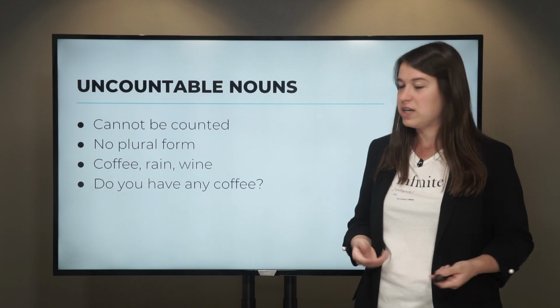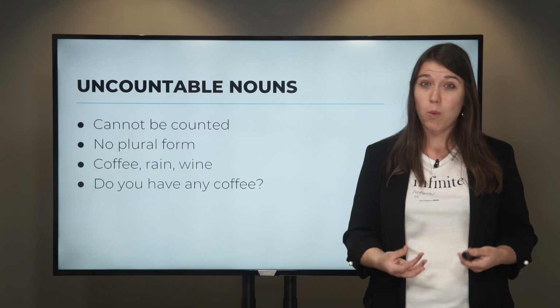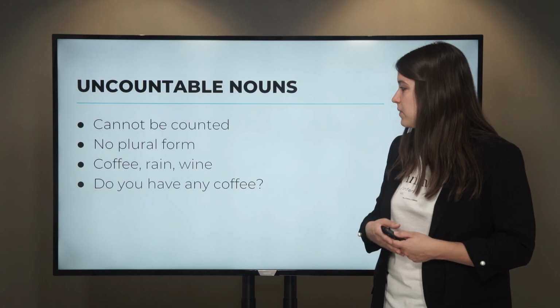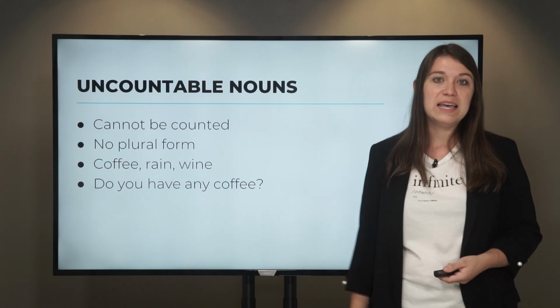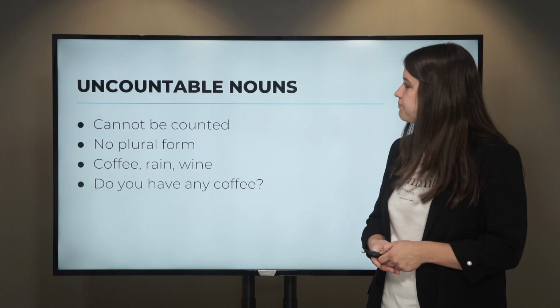It rained 2 inches, for example. How many wines? No, how many glasses of wine? But wine itself cannot be counted. So for example, do you have any coffee? This is an example of an uncountable noun.